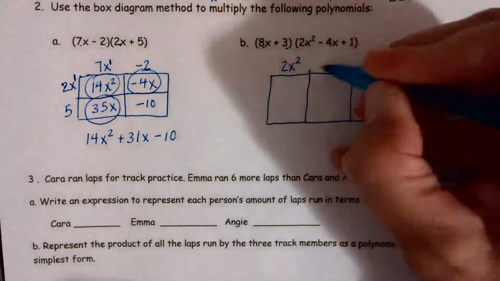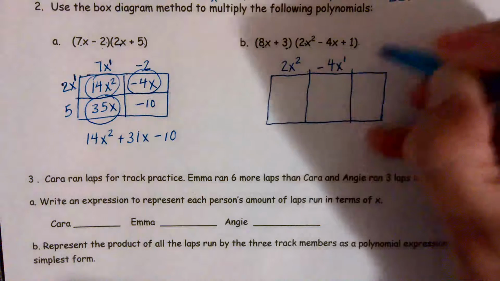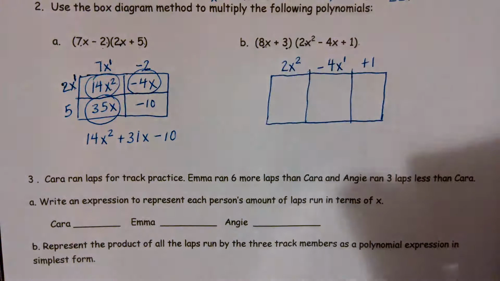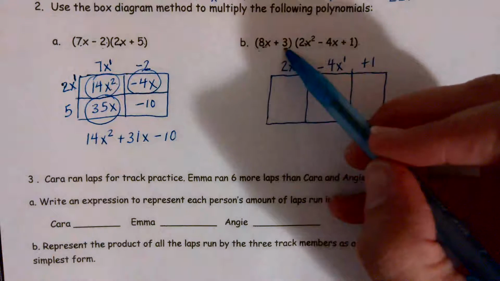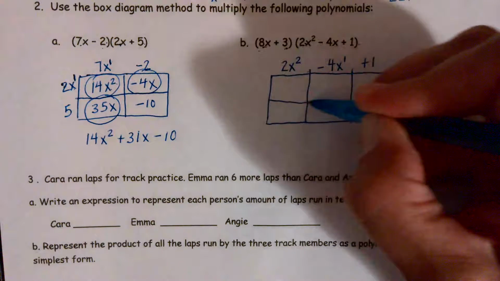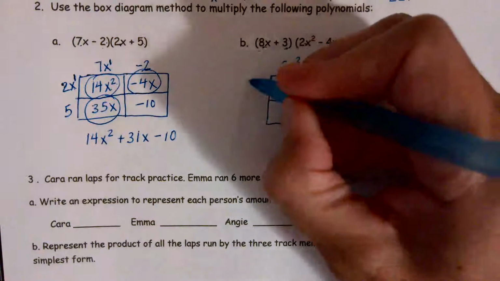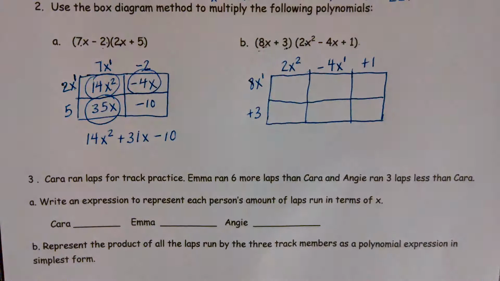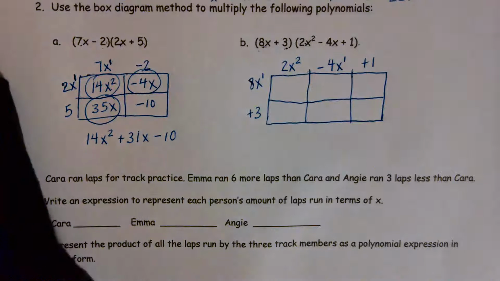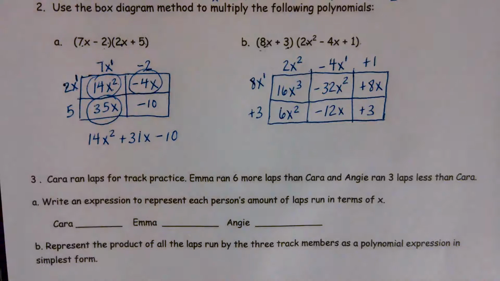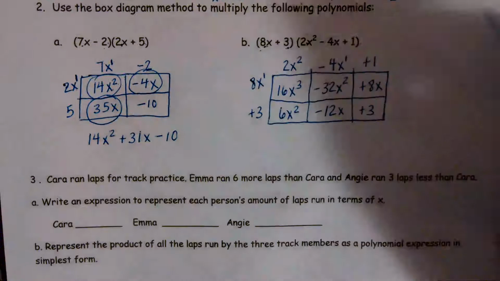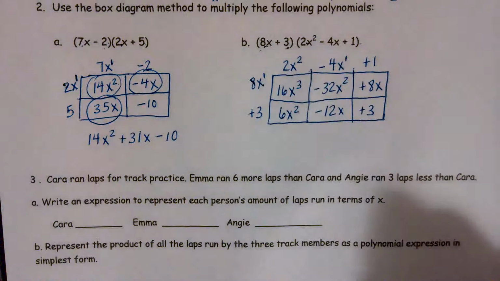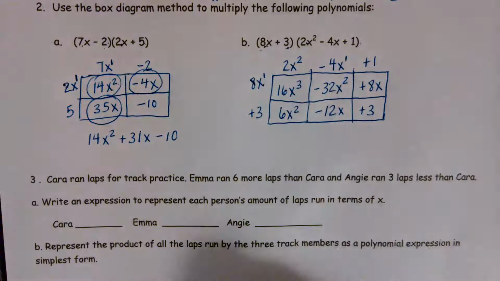2x squared minus 4x to the first plus 1. This side, I just need to fit 2 terms. So I'm going to split this in half. And this is 8x to the first and a positive 3. So you're going to stop the video, multiply these, and start the video again and see how you did. Remember, we were multiplying each of these terms. So check to make sure you have this correct.